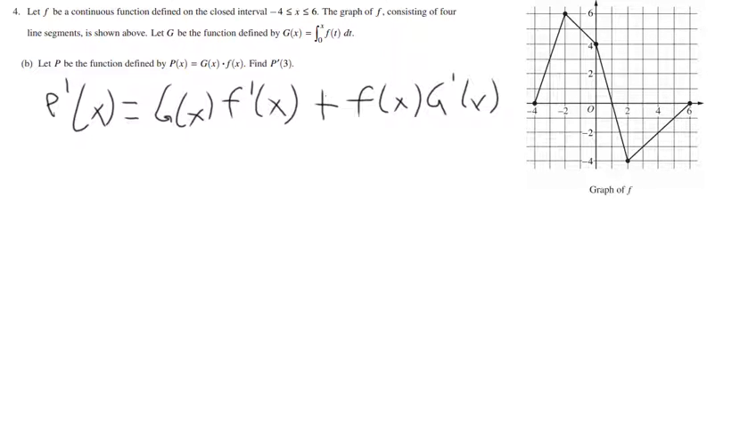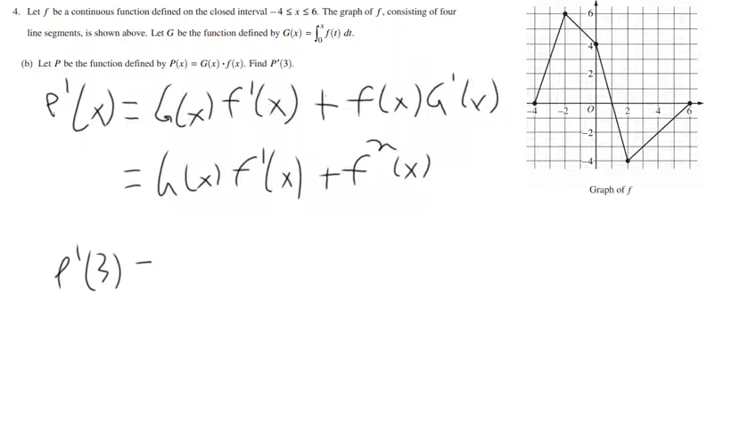As we know from the last part, by the fundamental theorem of calculus, g prime of x is just f of x. So we know that this equals g of x times f prime of x, plus f of x times f of x, which is just f squared of x. Now we have to find p prime of 3. So I have to plug 3 into all these functions: it's going to be g of 3 times f prime of 3, plus f squared of 3.